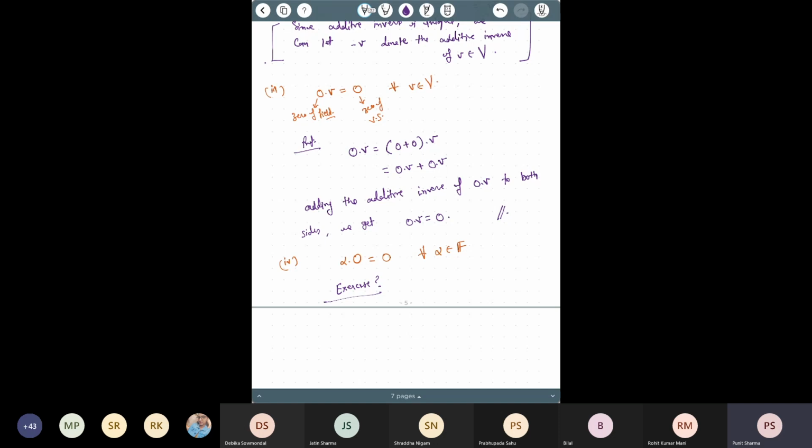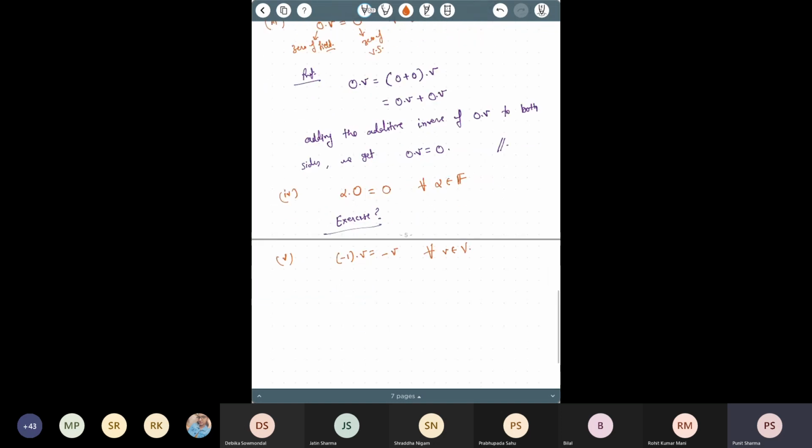Let me write one more property here. When I multiply minus 1, which is in F, the field, so minus 1 is the negative of the unit element, to a vector v, then I get minus v. Can you tell me how it is? How would you prove this?